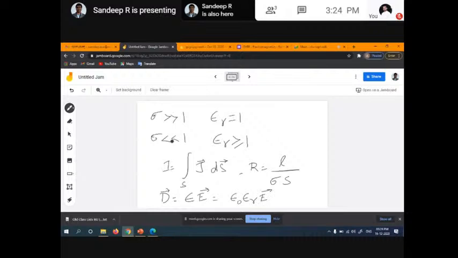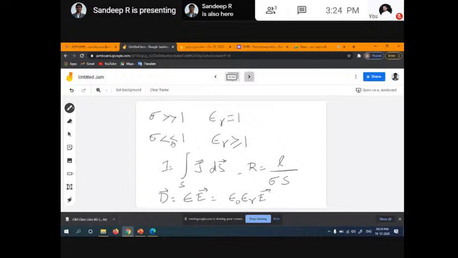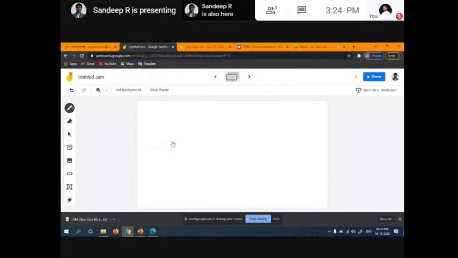The other important thing I would like to tell you about is the electric susceptibility, denoted by chi E. It is equal to epsilon r minus 1 of a dielectric, where epsilon r is the relative permittivity or dielectric constant. It gives you the sensitivity of the material to an electric field, how susceptible or how sensitive it is to an electric field.